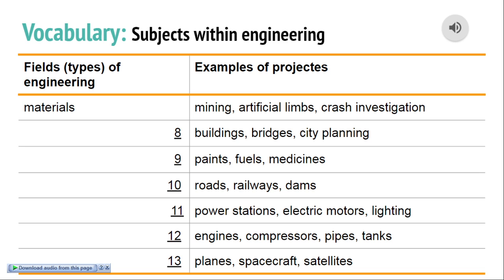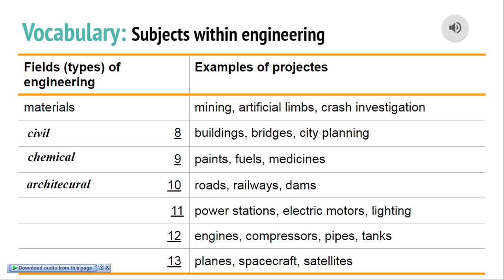Fields or types or branches of engineering. Examples of projects: mining, artificial limbs, crash investigation are all parts of materials engineering. Buildings, bridges, city planning belong to civil engineering. Paint, fuels, medicines are part of chemical engineering. Roads, railways, dams belong to architectural engineering.